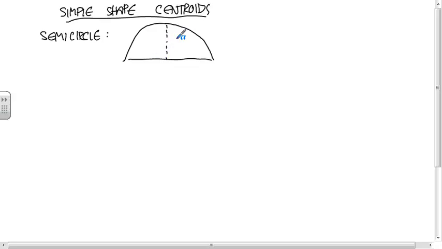But what we don't know is the height. And so the height of that centroid is given by, if you call this y bar, that's equal to 4/3 r over pi. And to use this, if you have a complicated shape that's made up of a lot of shapes, you need to know the areas of those individual shapes. And so the area of this is pi r squared over 2.